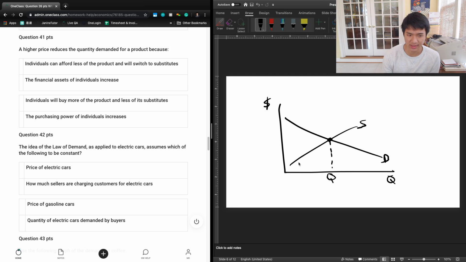Answer choice D says the purchasing power of individuals increases. By increasing prices, you actually don't increase the purchasing power of individuals. You're decreasing the purchasing power of individuals because they are no longer able to buy as many of the goods as they used to before. So it looks like answer choice A is going to be the best answer here. A higher price reduces the quantity demanded for a product because individuals can afford less of the product and will switch to substitutes.